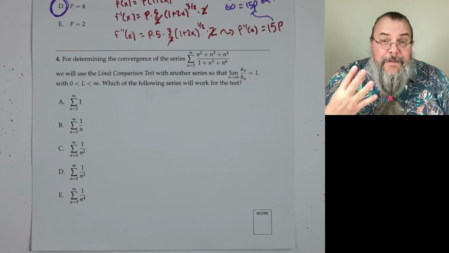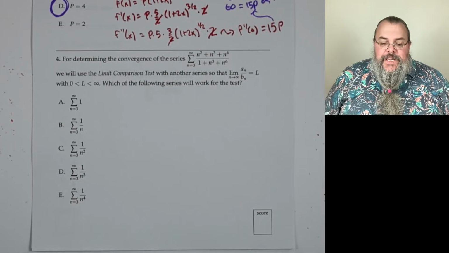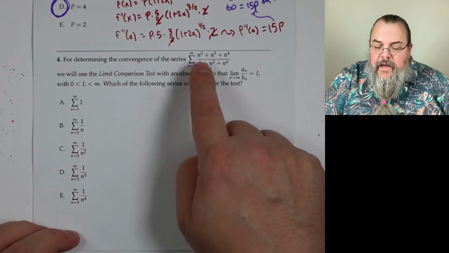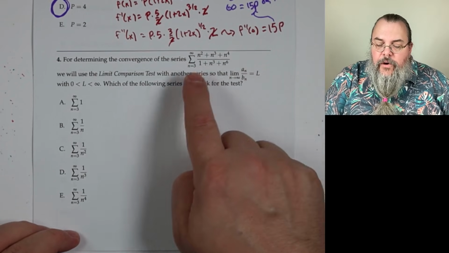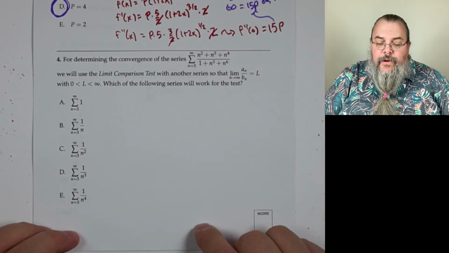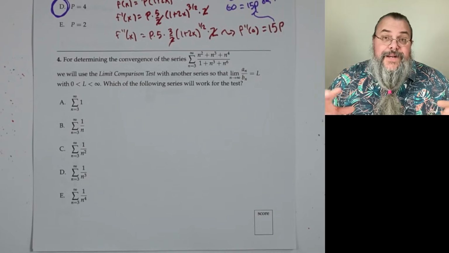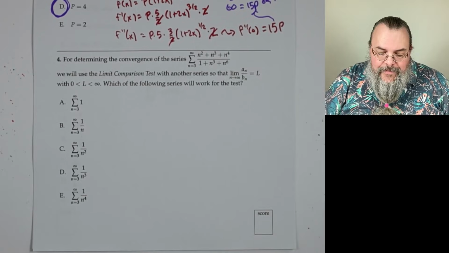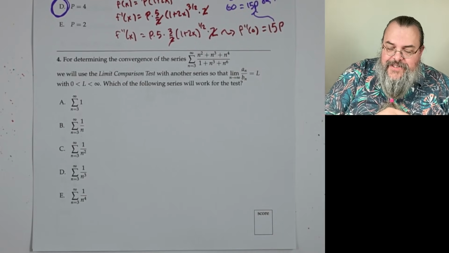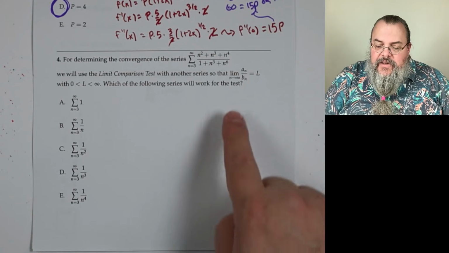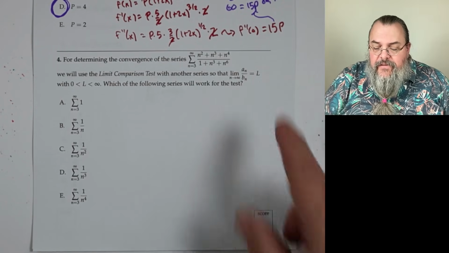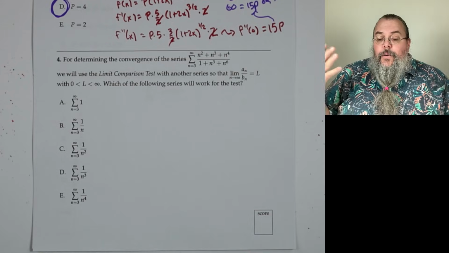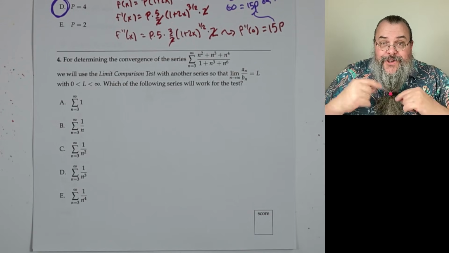To number 4. For determining the convergence of the series, the sum from 3 to infinity of n squared plus n cubed plus n to the 4th over 1 plus n cubed plus n to the 6th, we'll use the limit comparison test. In fact, it's a very good thing to use the limit comparison test on something crazy like this, with another series so that the limit as n goes to infinity of a_n over b_n is something L, 0 less than L less than infinity. Which of the following series will work for the test?